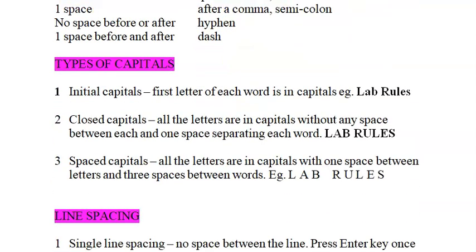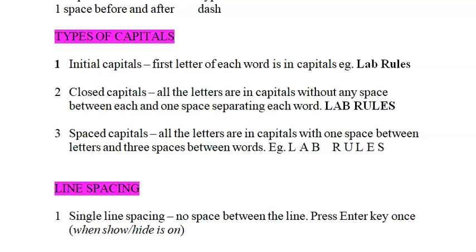Types of capitals. So we have 3 types of capitals. We have initial capitals, closed capitals, and spaced capitals. Initial capitals, the first letter of each word is in capitals, as you can see here, lab rules, capital L, capital R. When it comes to closed capitals, all the letters are in capitals without any space between each and 1 space separating each word. And that can be seen here, lab rules, and a space between lab and rules.